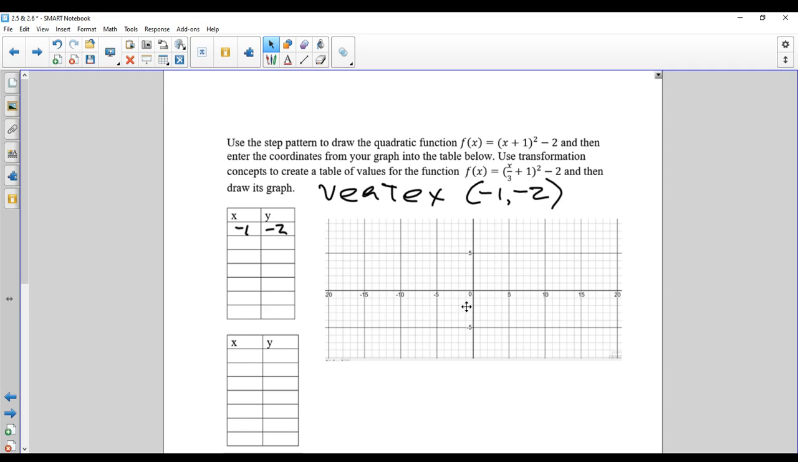So -1, -2 should be somewhere about here. Okay, so that's where my first dot is. So put that in for me, please: -1, -2. And how does it work now? How do we go from there to the other points that we need to put in, based on the fact that we are right at the vertex right now? How do we do that? Yes, step pattern. So from there, we're going to go across 1 and up 1.